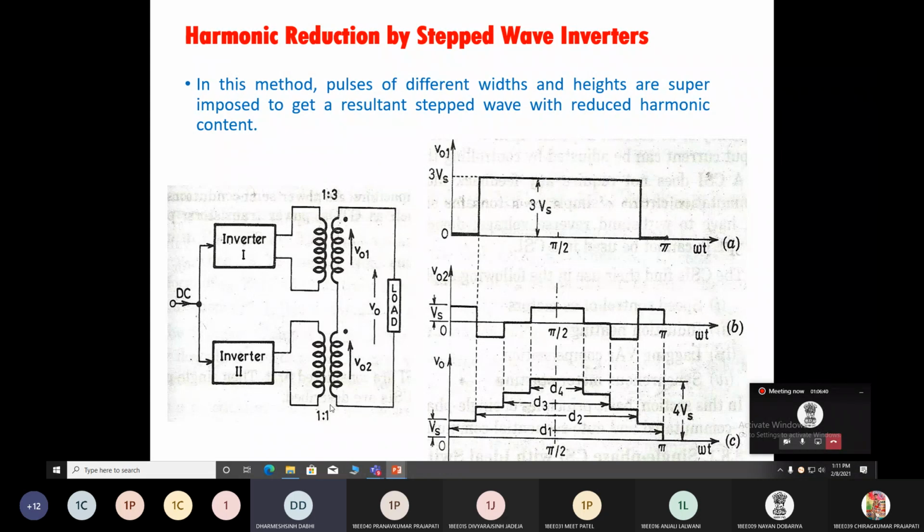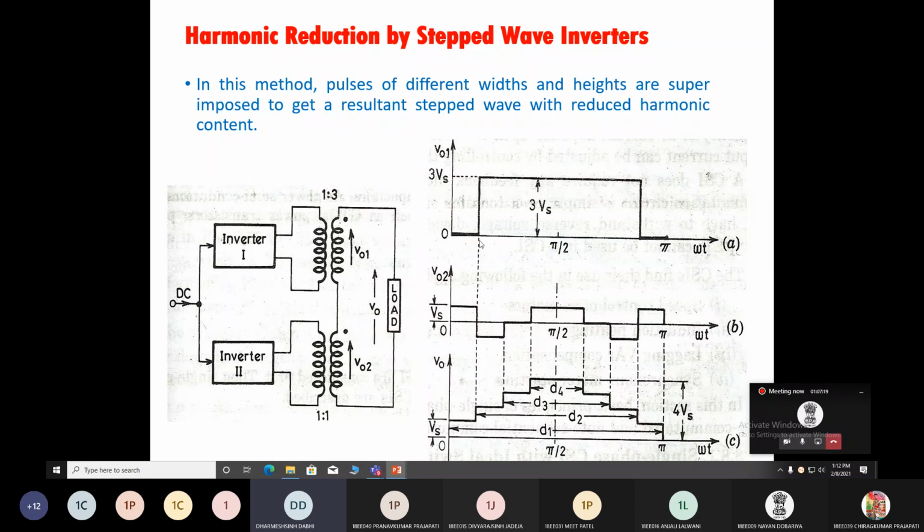Here, the second transformer is 1:1 rated. It means if the primary is Vs, at the secondary side you also get Vs. So this inverter gives this type of output voltage Vs, and the resultant voltage at the load side is V0. By addition of V01 and V02, you get the resultant voltage V0. You can see for this waveform of V01 and V02, in the first period V01 is 0. At that time you get V02 with the magnitude Vs. So the resultant output voltage in this duration is plus Vs.